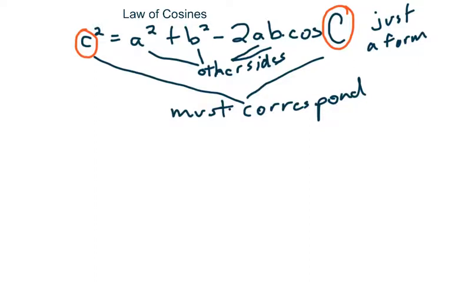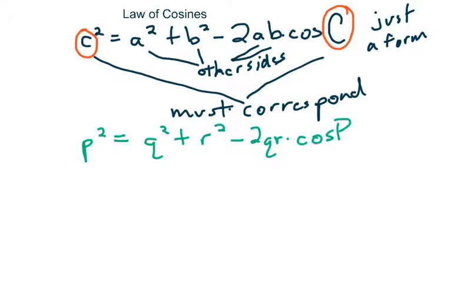So I guess in another form I could say p squared equals q squared plus r squared minus 2 times q times r times cos of p. So as long as this side and this angle are corresponding, you put your other two sides inside this form, and that's the law of cosines.